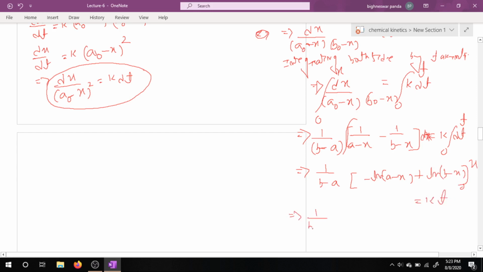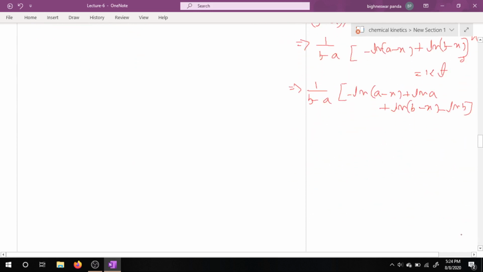By solving 1 by b minus a, minus ln a minus x ln a plus, by using the limit ln b minus ln b, it will be equal to k dt. A is equal to 1 by t and 1 by b minus a ln, by solving this, ln a plus ln b minus x.